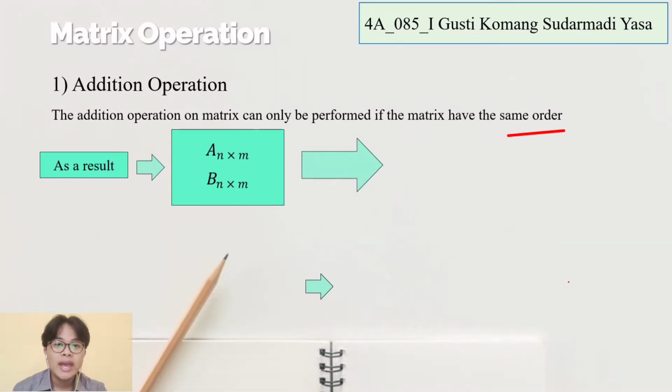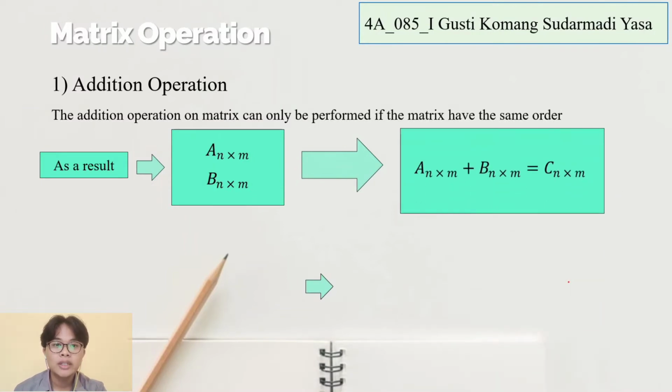If A has order n times m and B also has order n times m, then the addition of matrices A and B produces a new matrix, namely matrix C, which also has order n times m. And the elements in matrix C are the sums of the elements of matrices A and B.